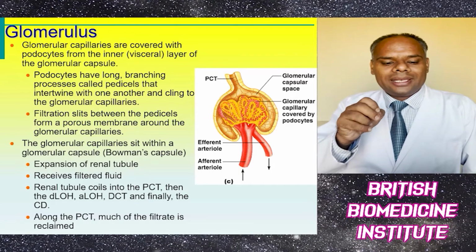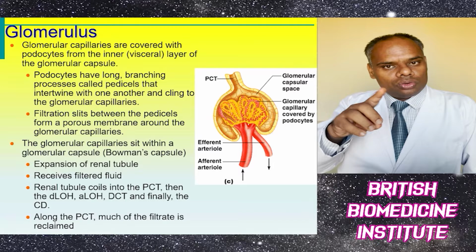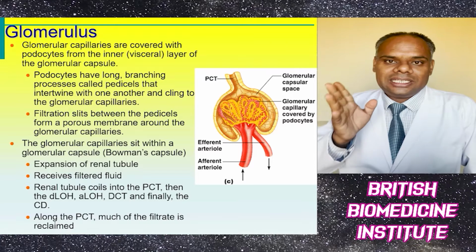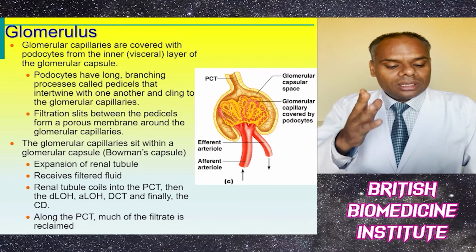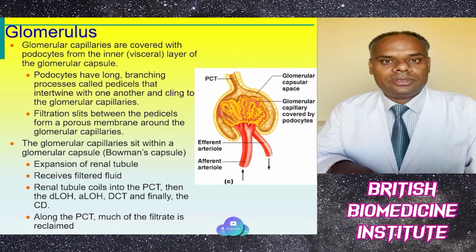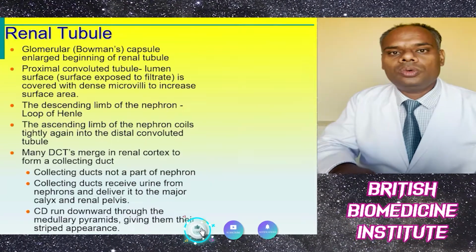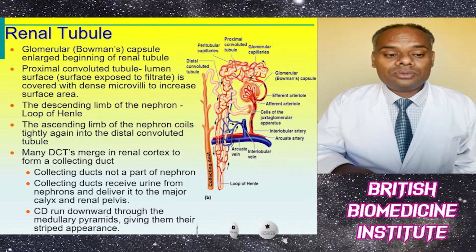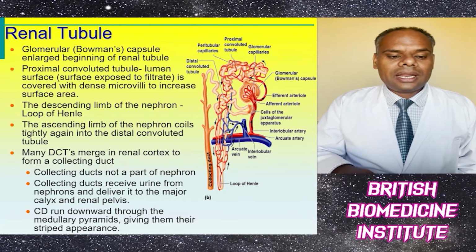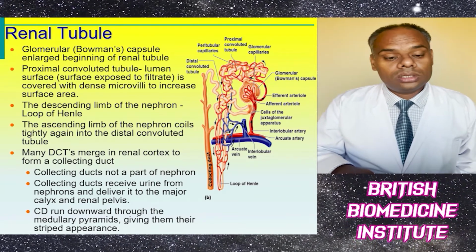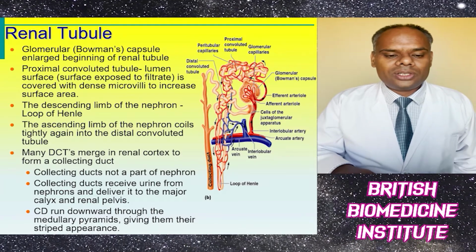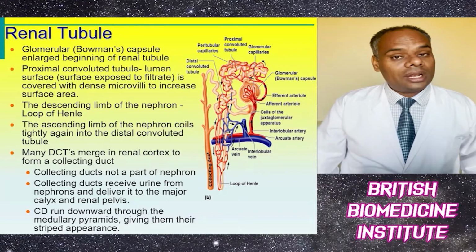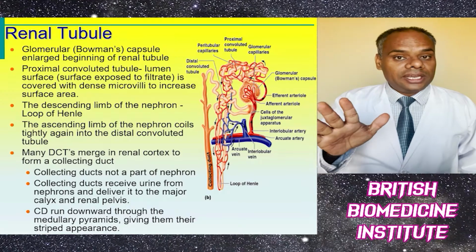Renal tubules coil into the PCT, then to the DLOH, then to the ALOH, DCT, and finally to the CD. Along the PCT, much of the filtrate is reclaimed. So now comes the renal tubule. It is also known as the glomerular capsule or Bowman's capsule. Basically, they are enlarged in the renal tubules. In the proximal convoluted tubule, the lumen surface is covered by dense microvilli in order to increase its surface area.